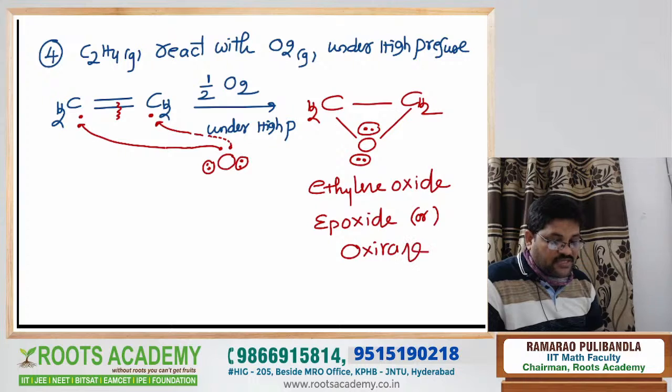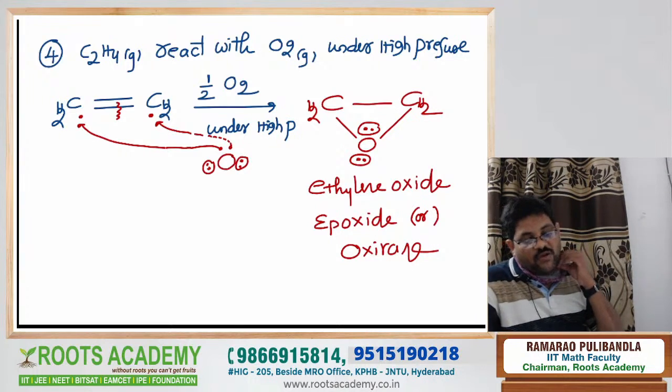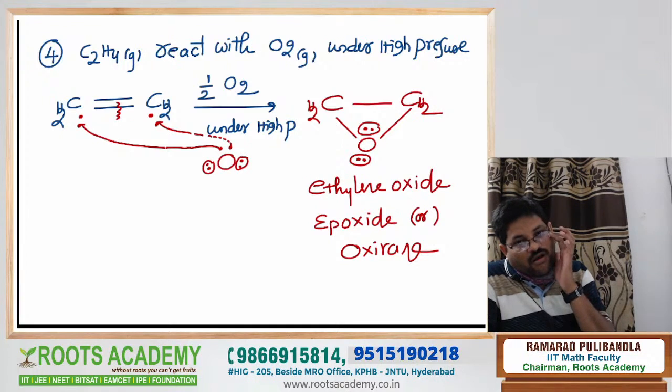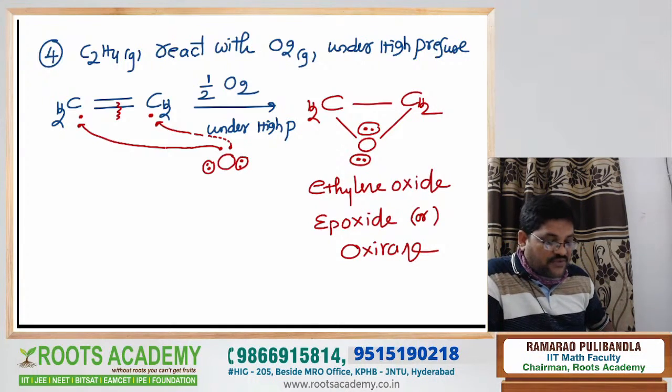Oxirane. What is the name of this? Ethylene oxide or epoxide is called oxirane. A cyclic ether is formed. Simple logic. When heated with water gas under high pressure, I am writing half O2 gas. Oxygen atom belongs to what? Sixth group, so we have 6 electrons.